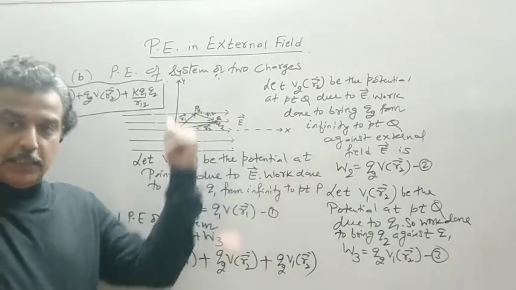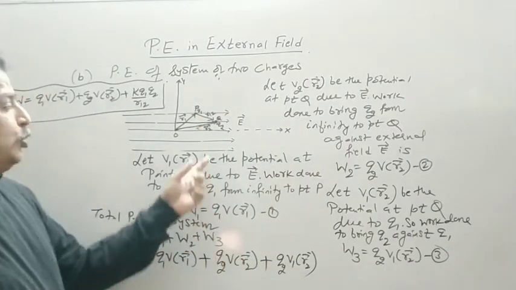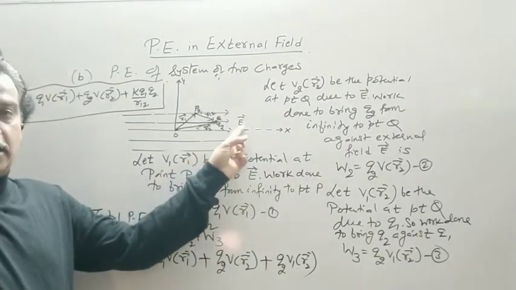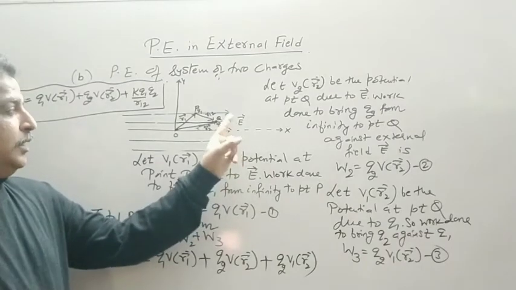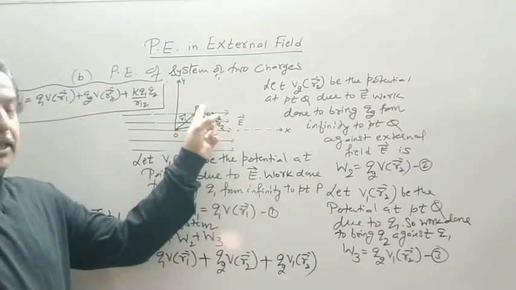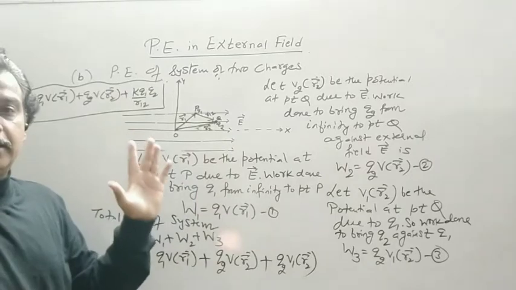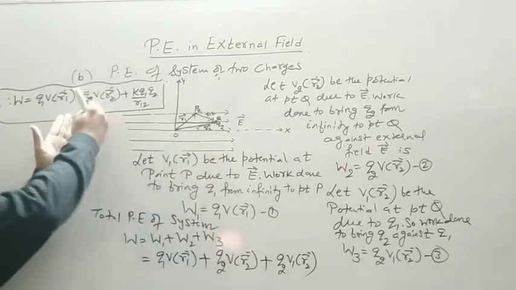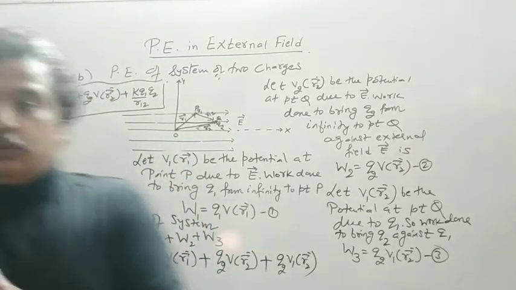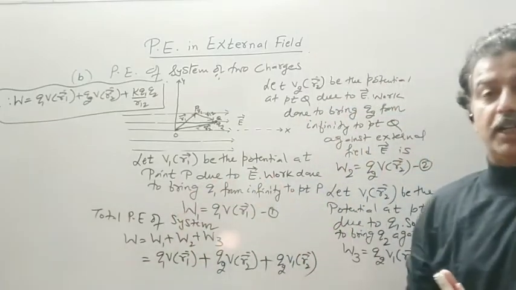Similarly, when we bring a third charge, that third charge should be brought against the external field. So one term against Q1, second term against Q2, three terms. So three more terms will be added in this. So in total we will have 6 terms.